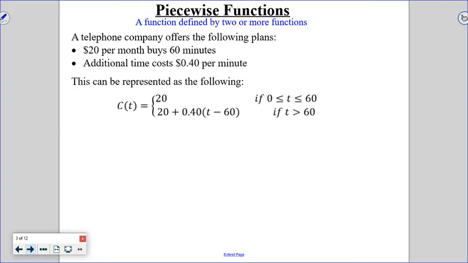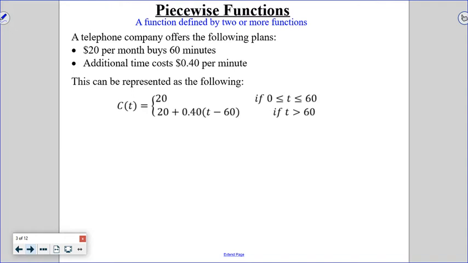Well, in order to write a function for that, you would have to use piecewise because there are different situations going on, right? That's what they're looking at right here: our function will be $20 if we use between 0 and 60 minutes. But as soon as t, the time, is more than 60 minutes, my function is going to cost $20 plus 40 cents for everything over that, so our time minus 60 minutes. That's an example of a real-world piecewise function.